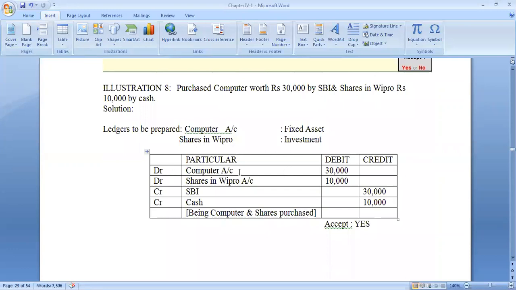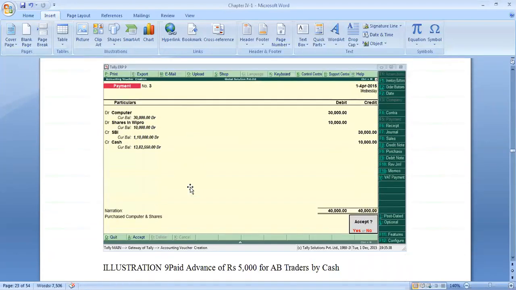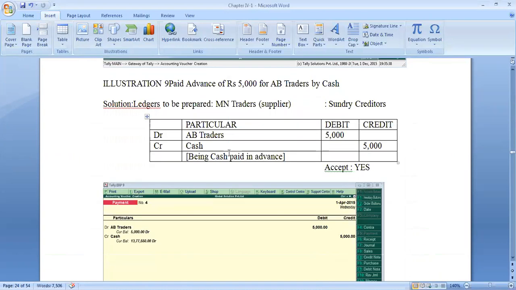So debit will be the computer account. Debit again will be the shares in Wipro. The credit will be the SBI along with the cash transactions. So the entry goes like this: debit the computer, debit shares in Wipro, credit SBI, credit the cash. Okay. So now quickly move on to the ninth one.